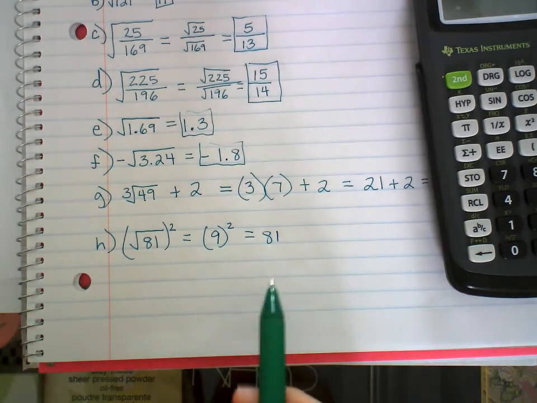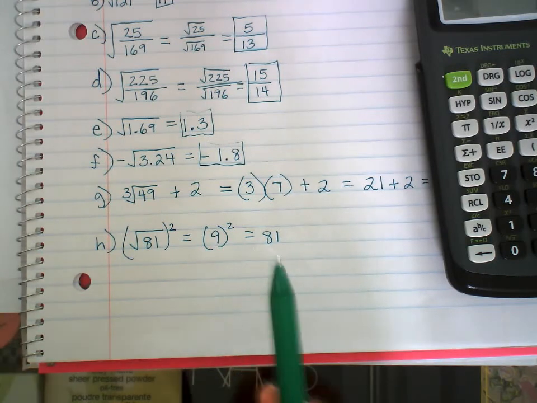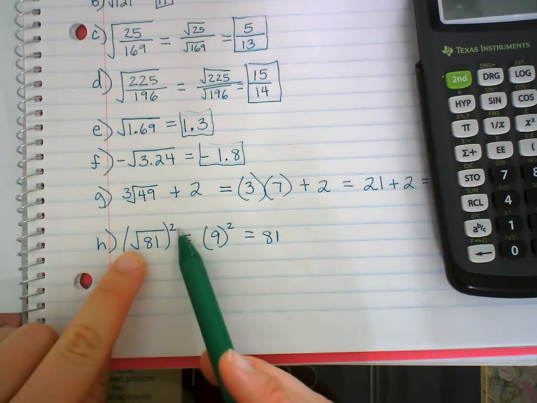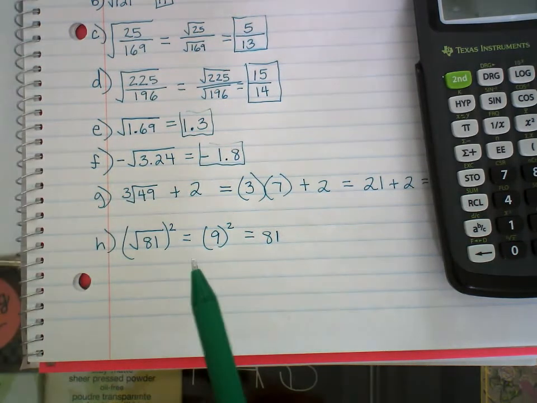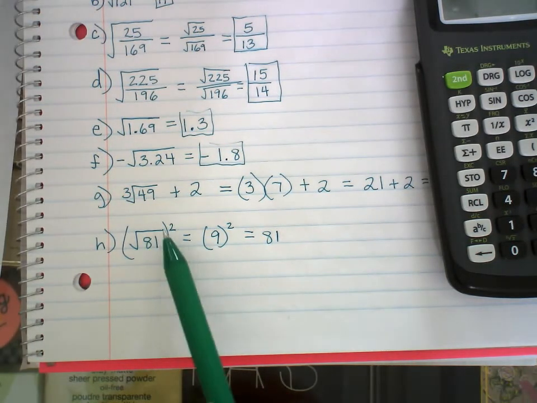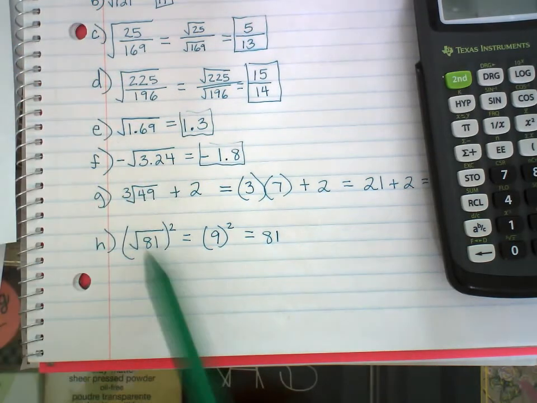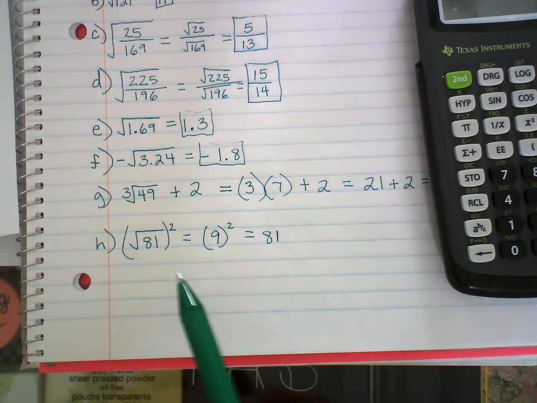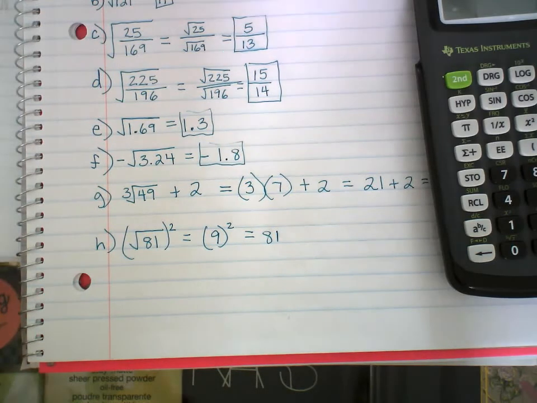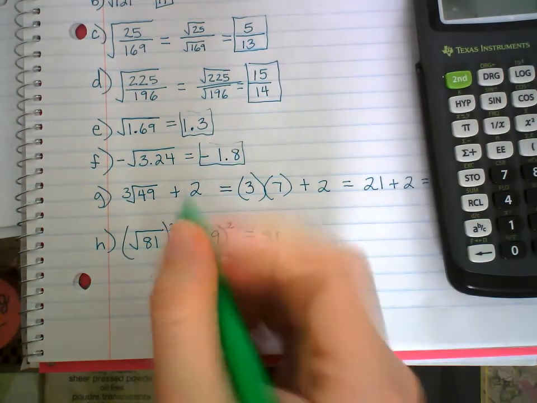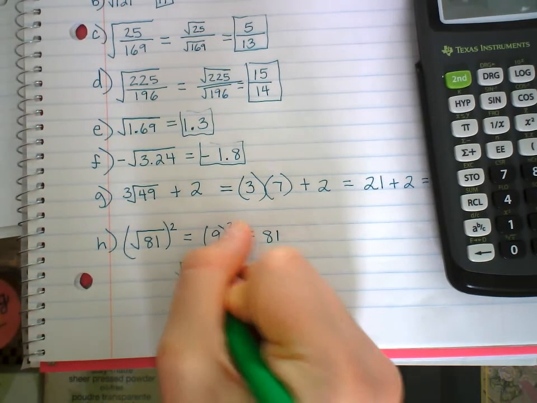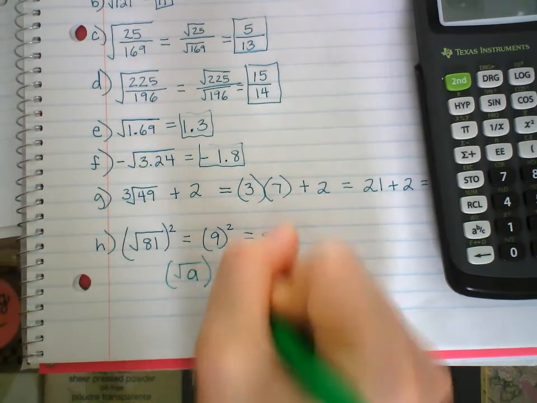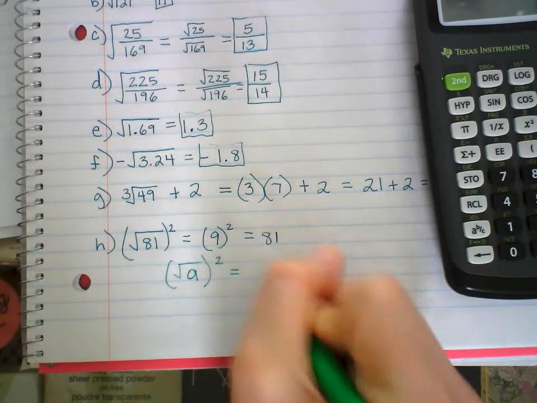So right here, this proves that basically the radical and the square cancel each other out. Okay, it just left us with the number underneath the radical. That's called the radicand. It just left us with 81, the radicand. So that rule basically is, if you have the square root of a squared, it just equals a.